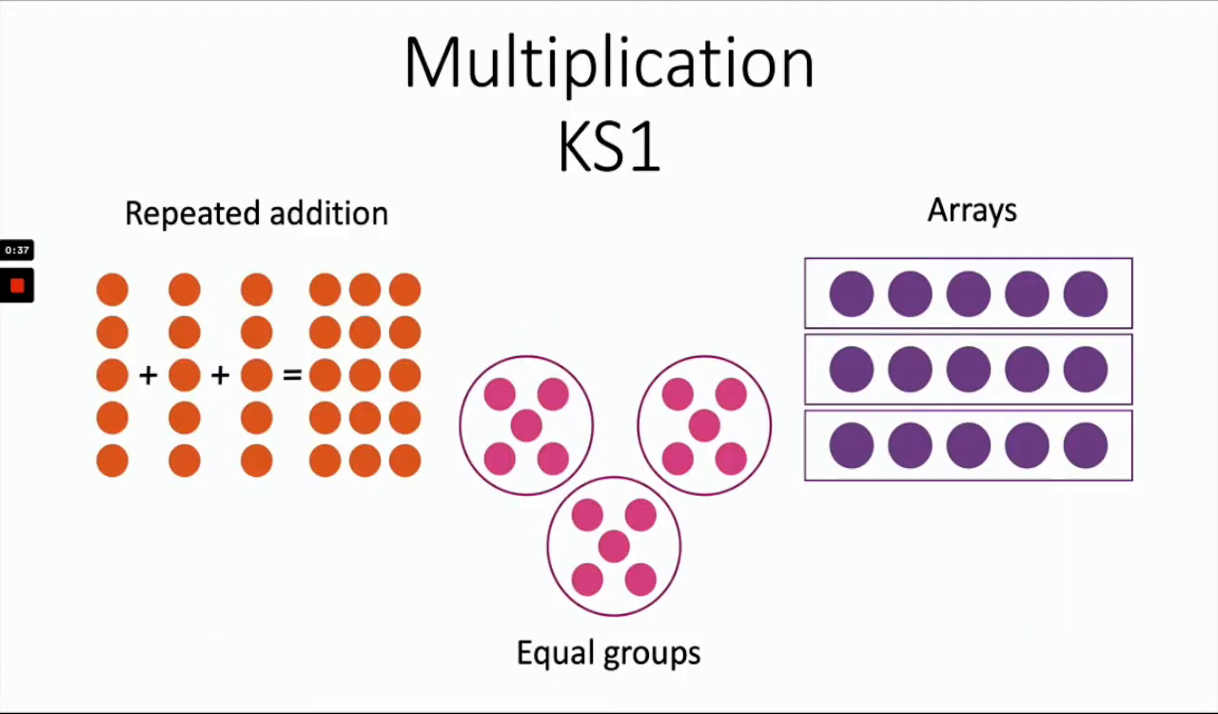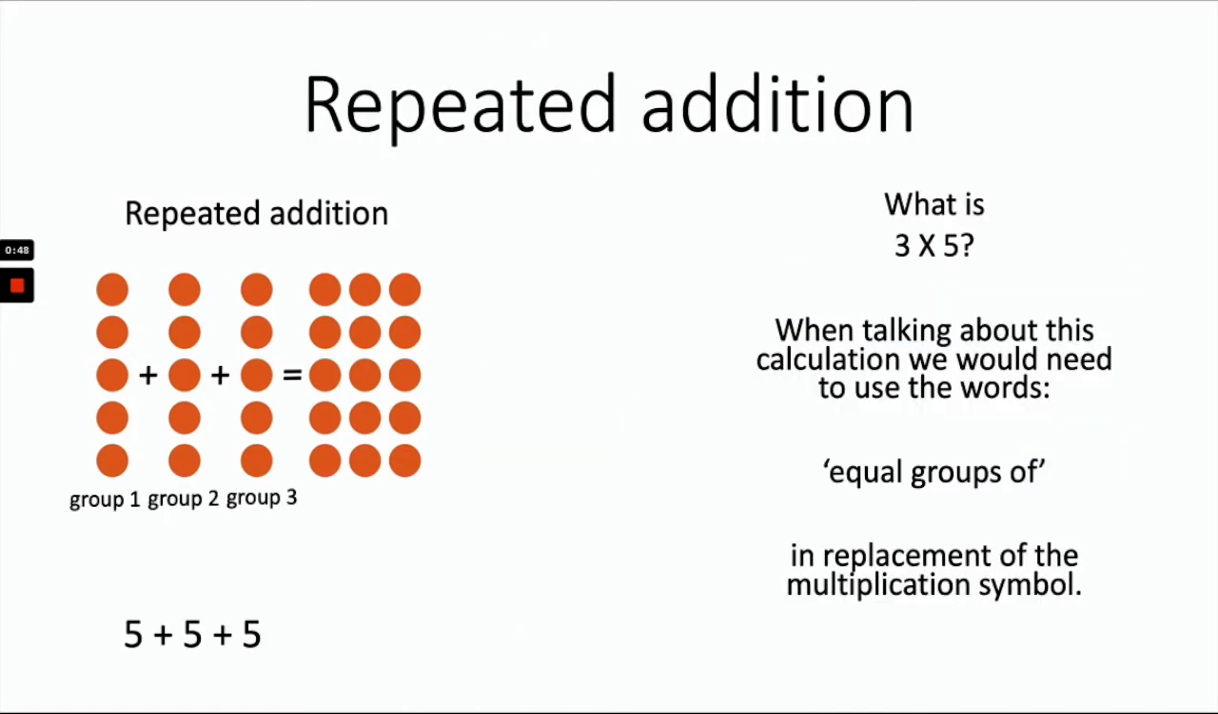So in Key Stage 1, some key multiplication strategies used in the school include repeated addition, equal groups, and arrays. So let's explore repeated addition in a little bit more detail. So repeated addition is where we add and add again and continue to add until we get the answer that we are looking for. Here we've got 3 multiplied by 5, so we know that we can replace the multiplication sign here for equal groups of.